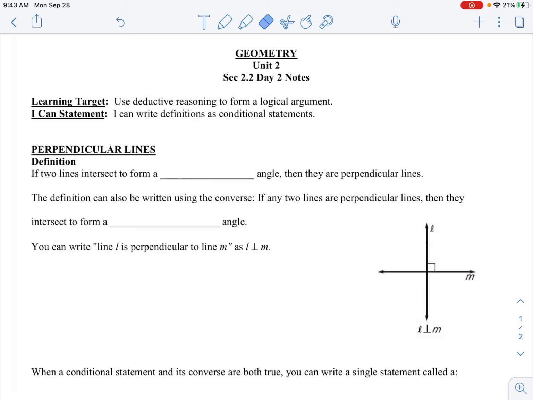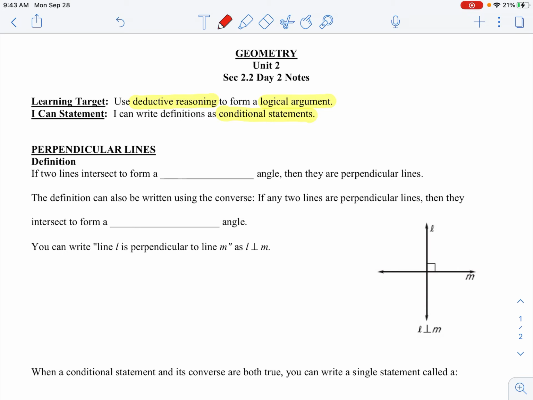And all that means is we're going to continue talking about conditional statements that we did in our last section of notes. The overarching goal here in our unit is to use deductive reasoning to form a logical argument. Today, I mentioned last time, we're going to work more towards geometric arguments and geometric ideas. Last time was just getting the structure down of what a conditional statement is. And we're going to be talking about something called a biconditional statement, where it actually goes both ways. I'm going to be talking about that here in a little bit, but let's get started.